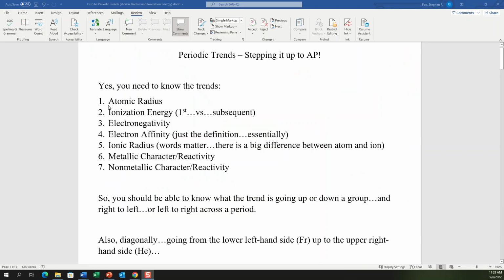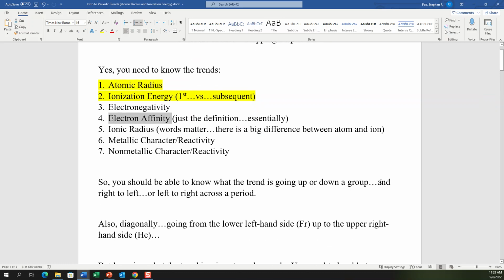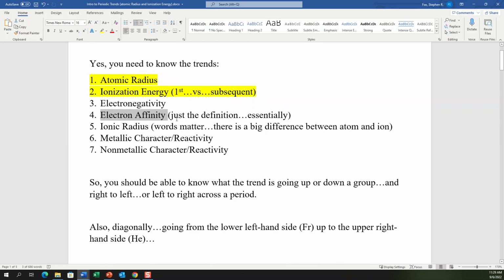All right, so again, here are all of our trends, and again, this video is just going to focus on these two, atomic radius and ionization energy. But we want to know electronegativity. That's going to be important as we move forward and we start talking about polarity and intermolecular forces and dipole-dipole interactions and hydrogen bonding and all that stuff. So that's going to be important then. Then a couple other things we need to know about electron affinity. Maybe we just need to know the definition, and that's about it, and what the trend is. We're not going to spend a lot of time. You're not going to get questions on the AP exam about electron affinity a lot. We just kind of have to know what that means.